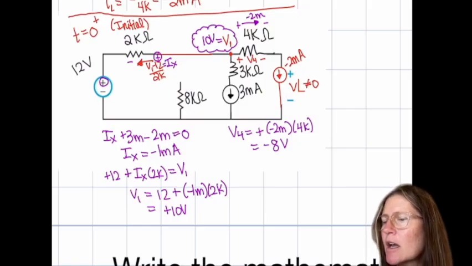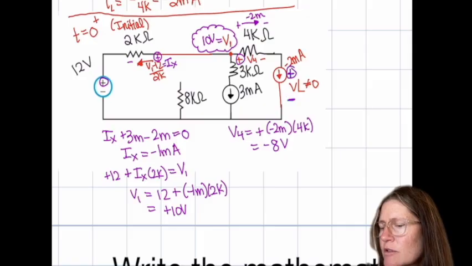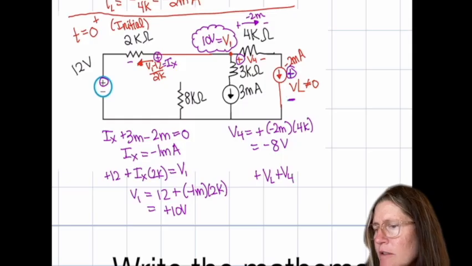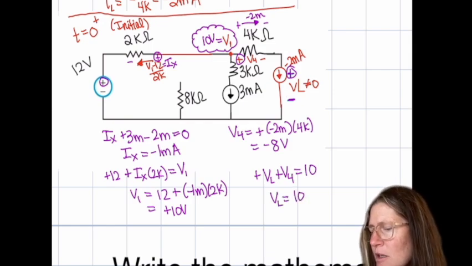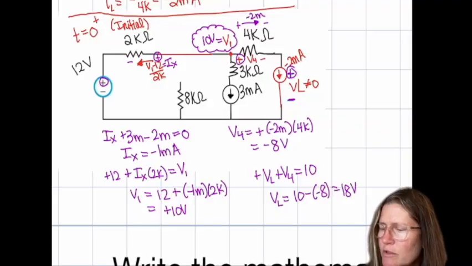And then VL, we can do a plus, so plus VL plus V4 is also equal to V1 of 10. So VL in this case would be 10 minus a minus 8, for 18 volts.